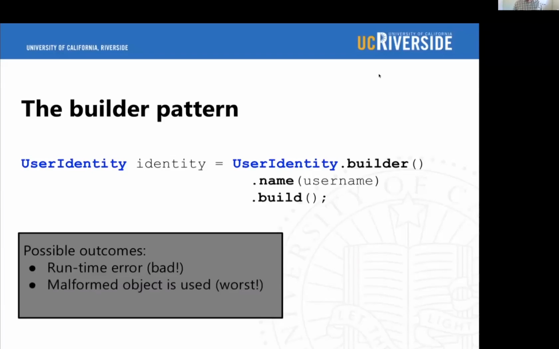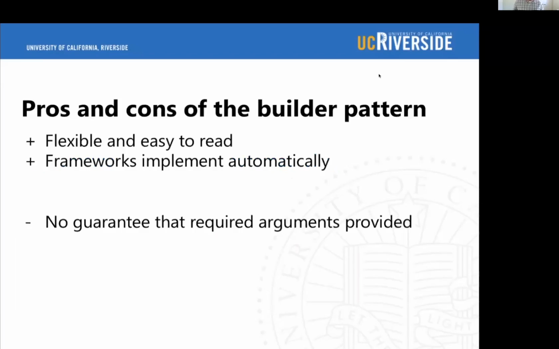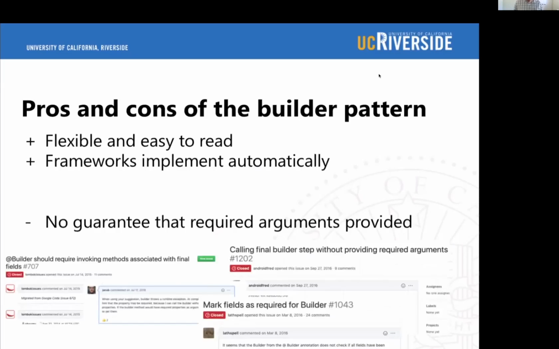Even worse, sometimes you don't get an immediate error, you just end up with a malformed object. And we saw that this can even lead in some scenarios to security vulnerabilities when you don't invoke the right methods to construct your objects in a secure fashion. So this is a big problem. Although we have flexible and easy to read code, we don't have any kind of guarantee that the required arguments are actually provided. And this is something that developers hit all the time.